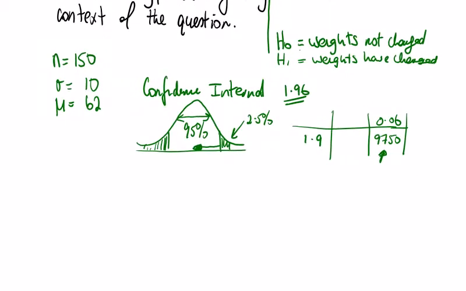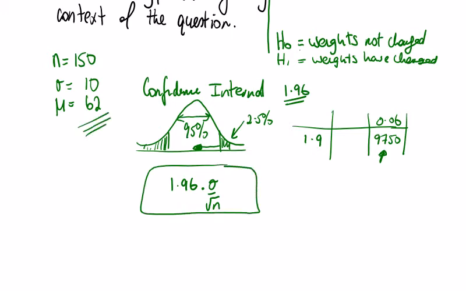So we can set up our confidence interval as 1.96 by sigma over the square root of n. And this will tell me in relation to my 62 how much the weights have actually changed by. So 1.96 by 10 over the square root of 150. Just type this into a calculator. It gives us 1.6003. Well, we'll just take the 1.6003. We can eliminate that bit.